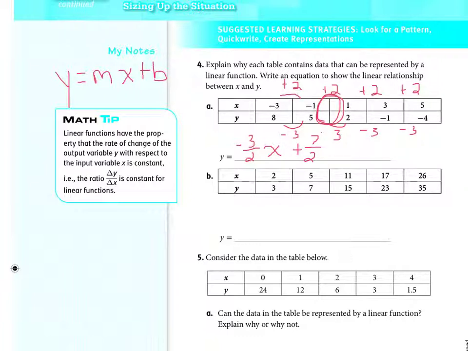Now let's look at the next table. This one's going up by 4, and this side is going up by 3. Up by 8, and up by 6. Up by 12, and up by 9. Notice that the rate of change is still the same. 4 to 3 is the same as 8 to 6, which is the same as 12 to 9. So this one, our slope or our rate of change is still 4/3.